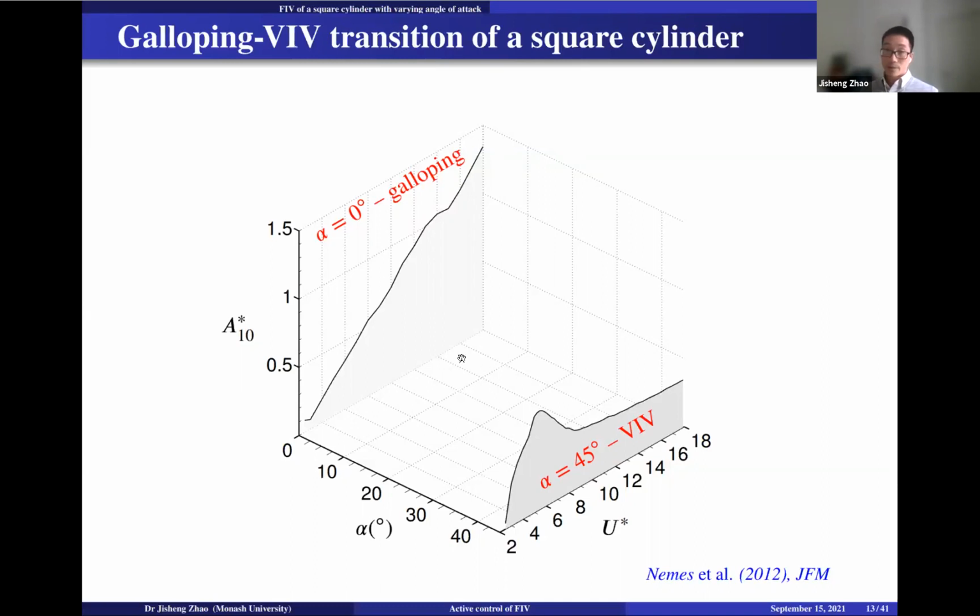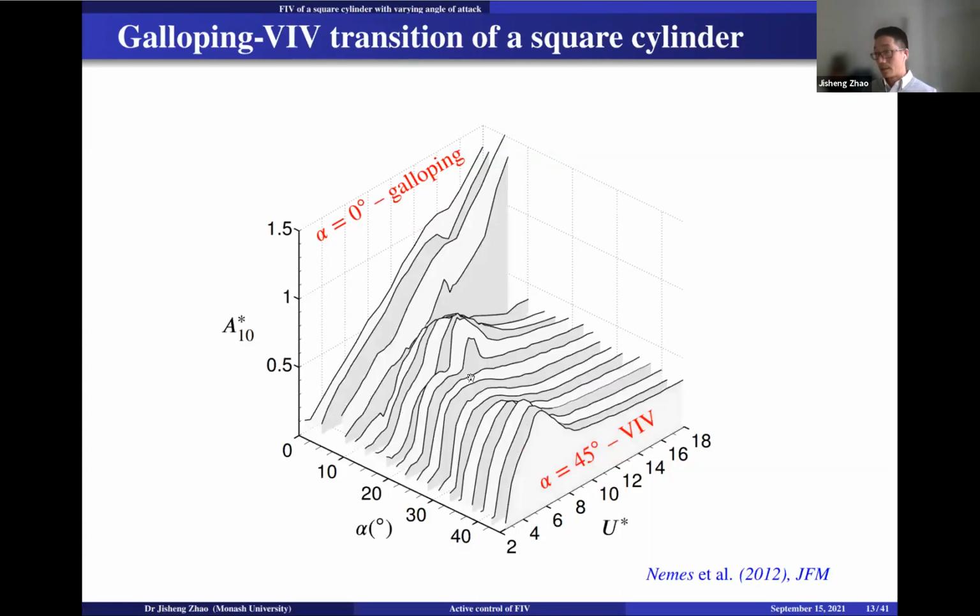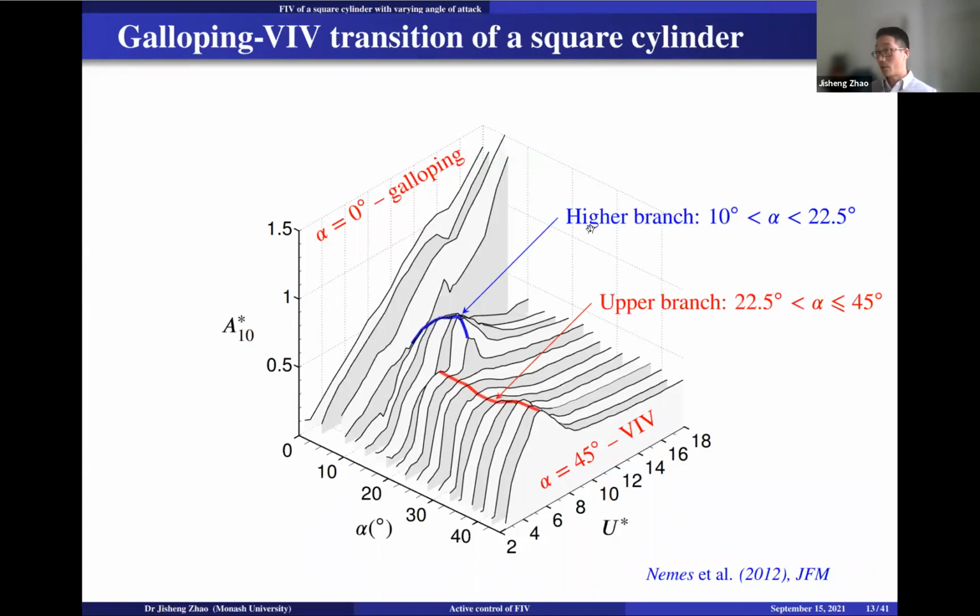Okay, so there's a question for us to answer. What if you change the angle of attack, right? This should be a transition from galloping to VIV then. And I did a series of experiments, just changing the angle of attack by 0.25 degrees. And interestingly, we found a new branch, what we call the higher branch. Actually, it's not the VIV upper branch. This is the normal VIV branch, but there's a new branch called the higher branch, which is associated with a subharmonic frequency, which occurs over the range here, 10 degrees to 22.5 degrees.